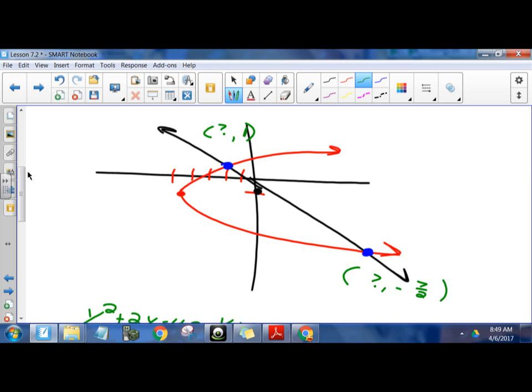We're ready to solve the problem. That's just the setup. It is essential you draw a picture. You cannot do these problems without a picture. There's too much going on. Okay?